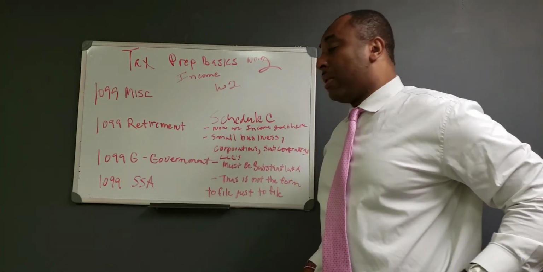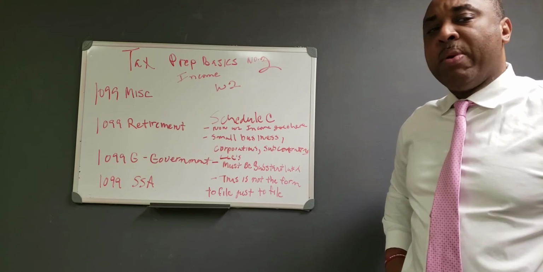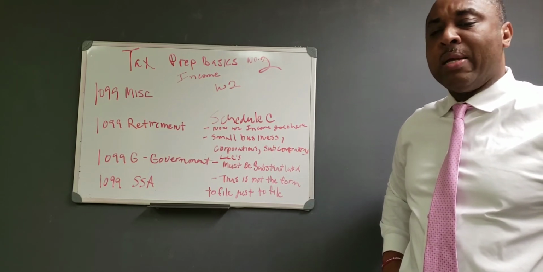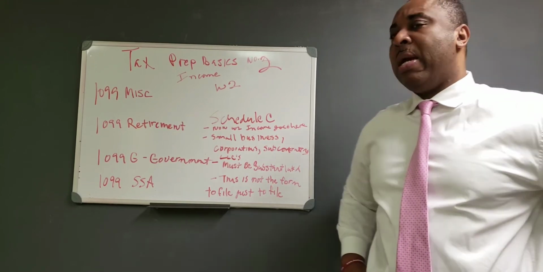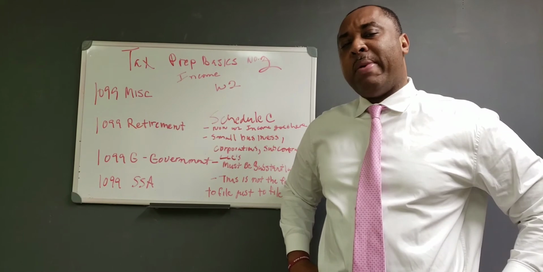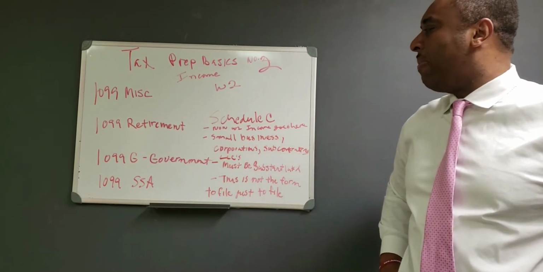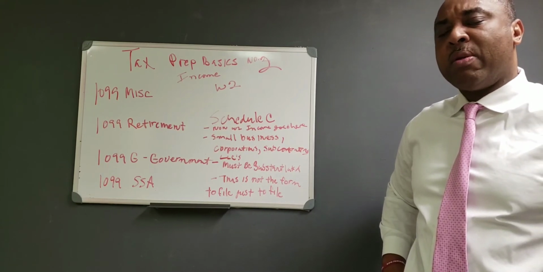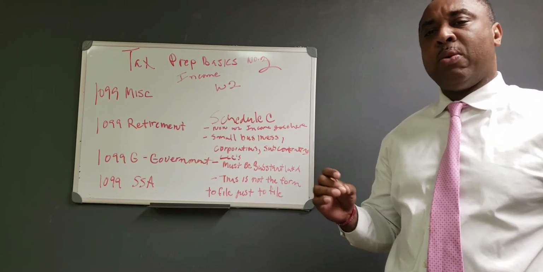1099-SSA, Social Security. Okay, you've got a lot of retired, older people coming in who start to collect Social Security. That needs to be reported. In some cases, it can be treated as taxable income, depending on the income bracket and depending on whether or not they're married or single at that age. So when you have a question about that, please get with somebody in the office, and we'll do our best to explain it pertaining to that person in that situation.